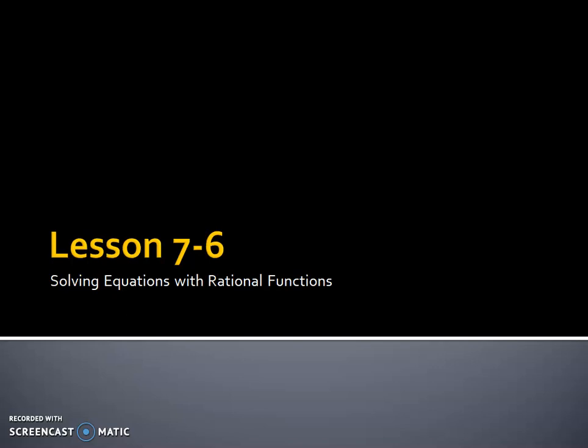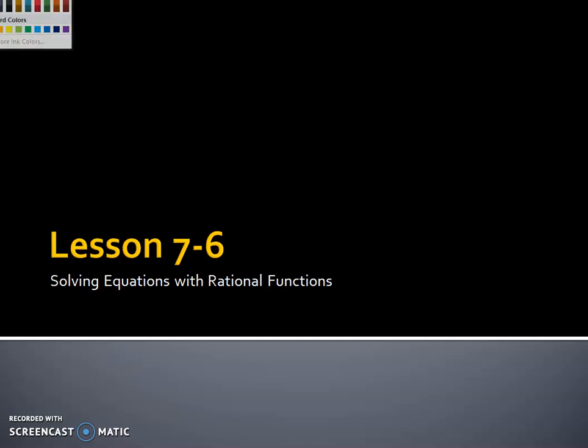Okay, so this is lesson 7.6, and we are going to be solving equations with rational functions. You're going to be trying to figure out what x equals, just like what we're used to, but what makes these functions special as far as what makes them rational functions?